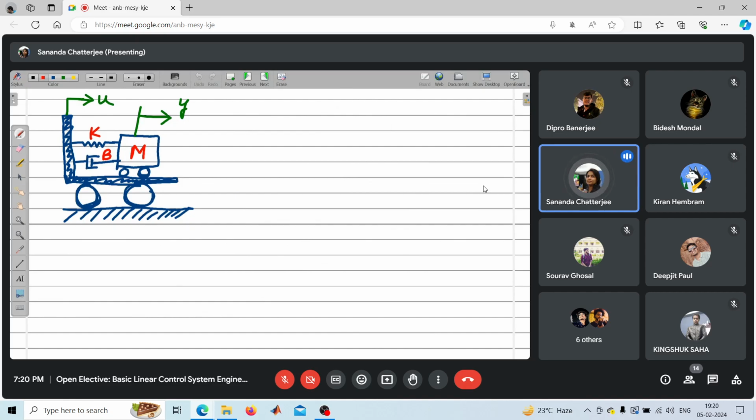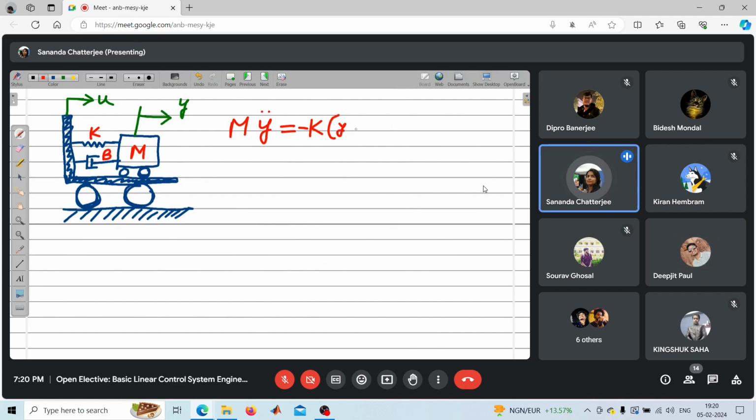So we will try to write, using Newton's second law, the acceleration of this mass. So what will be that? M y double dot will be equal to minus k into y minus u. This is the direction y we are recording, this displacement y we are interested in.